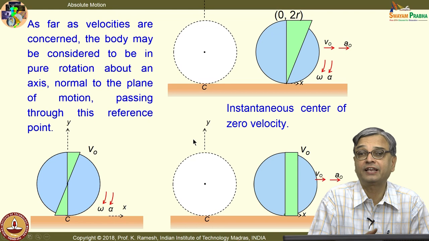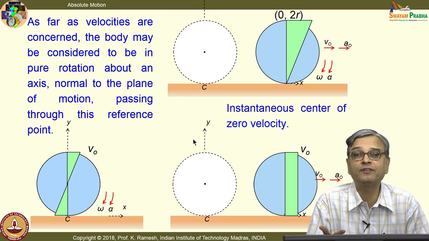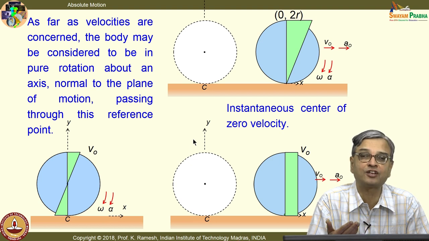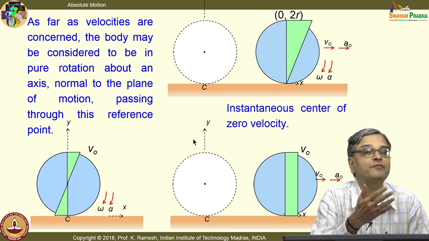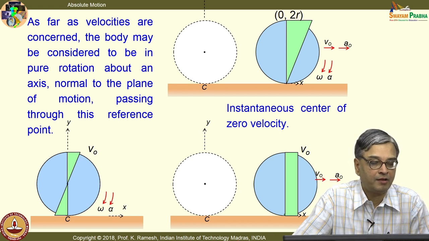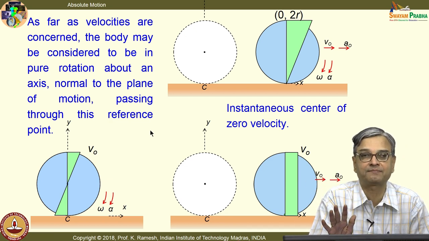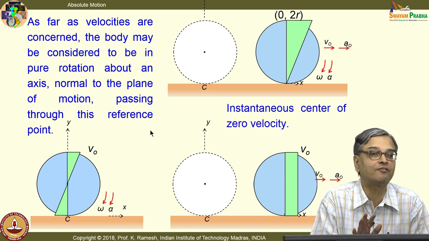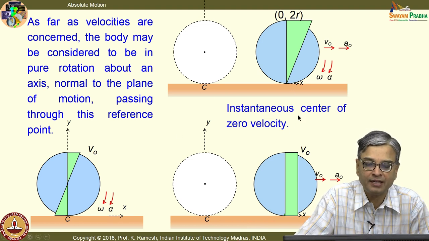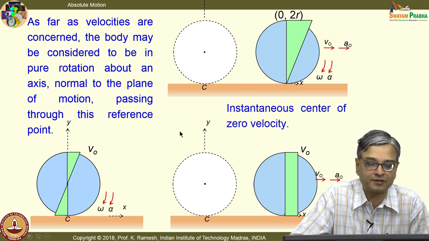Very, very useful. Later, we will learn several tricks. Of this, one of it will be identifying the instantaneous center of 0 velocity and simplifying your calculation. Okay. So, it is a pure rotation about an axis normal to the plane of motion passing through this reference point at that instant of time. That is what you have to keep in mind. At that instant of time, it makes your computation much easier and straightforward.